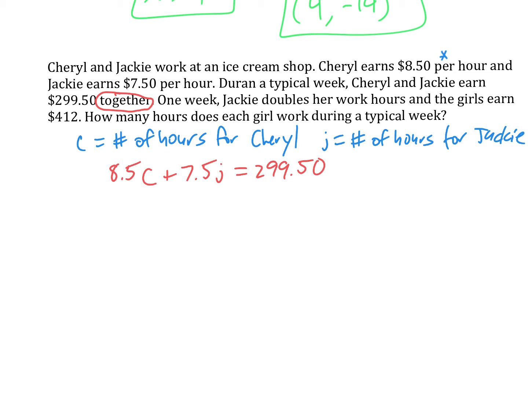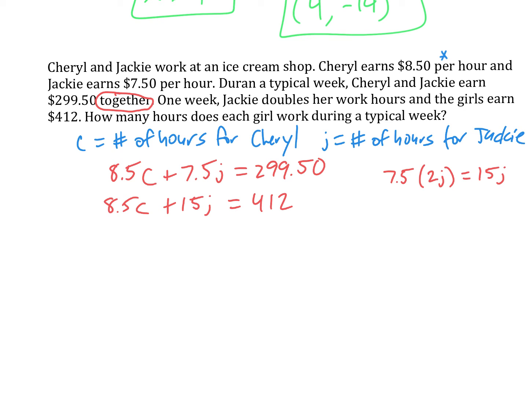Then one week it says Jackie doubles her work hours and the girls earn $412. Okay, so Cheryl, her work hours are not changing. So we're going to say just the same thing, 8.5C. But then for Jackie, let's think about what this would mean. She doubles her work hours. So it'd really be like 7.5 times 2J, if J is her typical work hours. So that's going to equal, we're going to multiply those together, right? 7.5 times 2 is going to be 15J. Okay, so we're going to take 8.5C plus 15J, and that's going to equal 412.